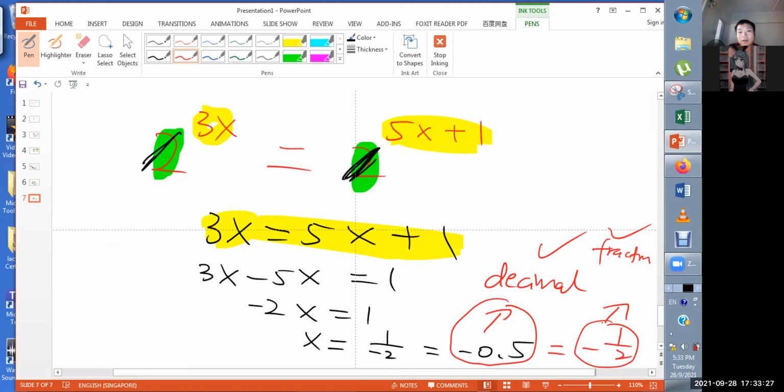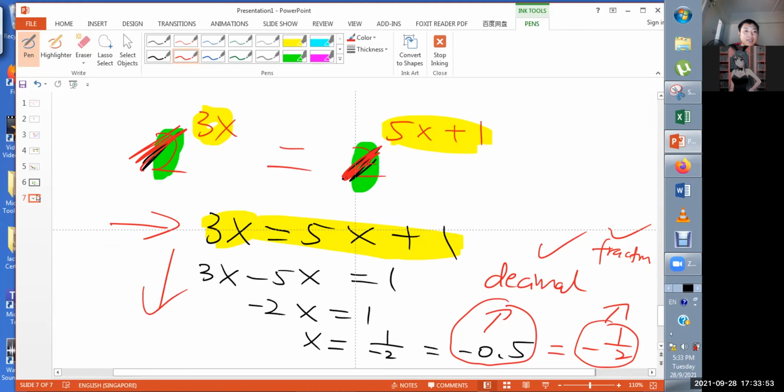Okay. But the important thing here is not the answer, but if you see the base 2 and you see the base 2, you can actually do the cancellation. So once you do the cancellation, you end up with this equation. Okay. Does it make sense? And then of course, after that, you just solve the equation.